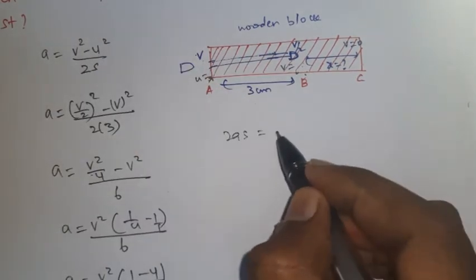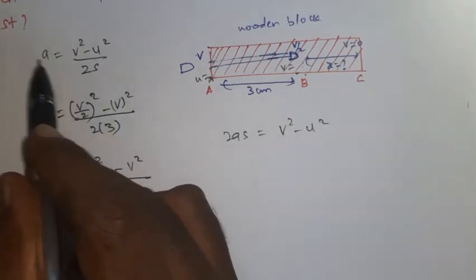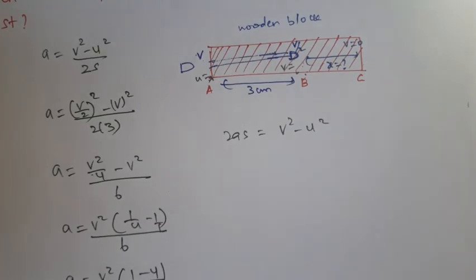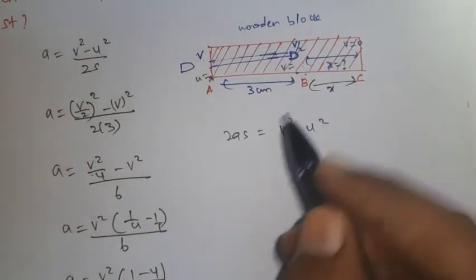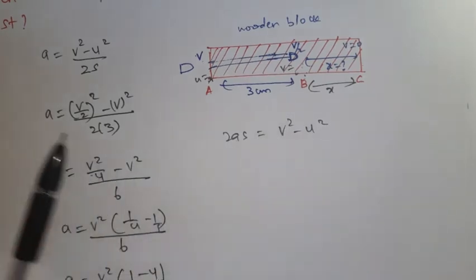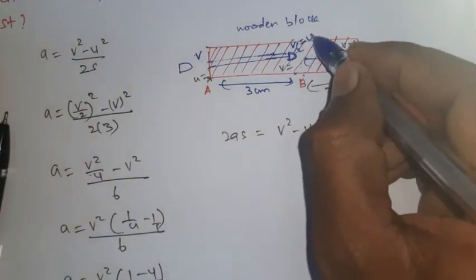2as is equal to v square minus u square. The 2s came here. We know that is one of the equations of motion. x, the BC distance only, we are going to take as x. Here the initial velocity changes. The final velocity that was there earlier now becomes the initial velocity, so it changes to u.